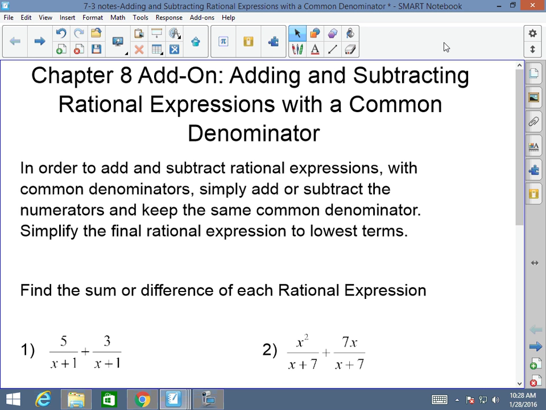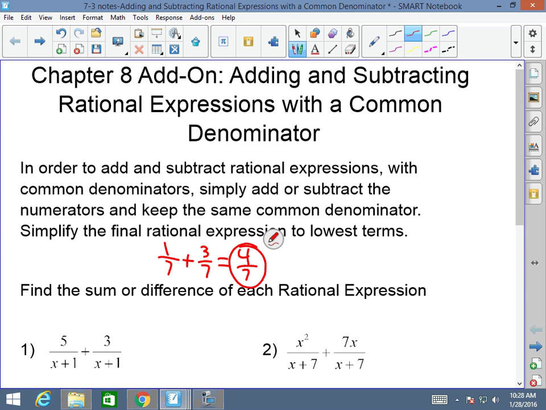So we're starting to build on the skills that we have already learned. It's pretty simple. It's just like adding regular fractions. If I told you 1/7 plus 3/7, this would equal 4/7. And that's it. You're done. It's that simple. So, let's do it.